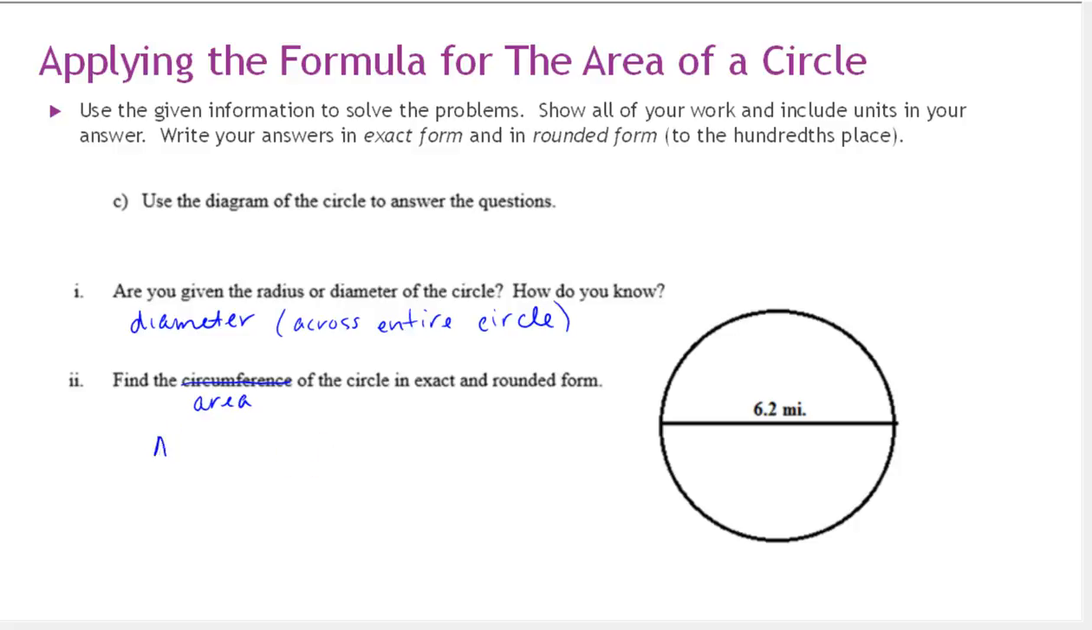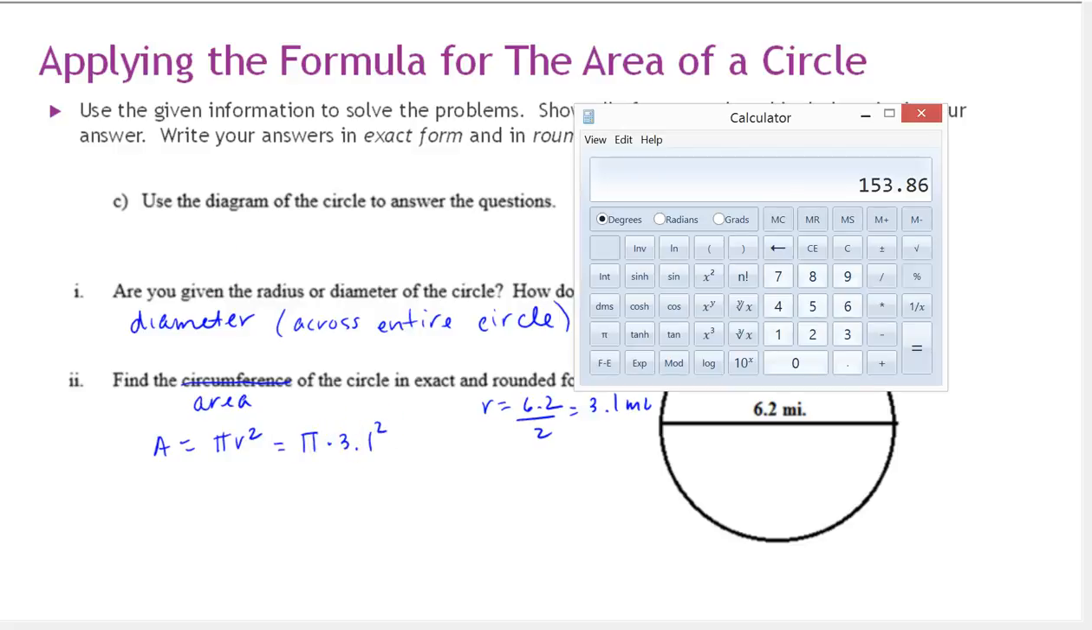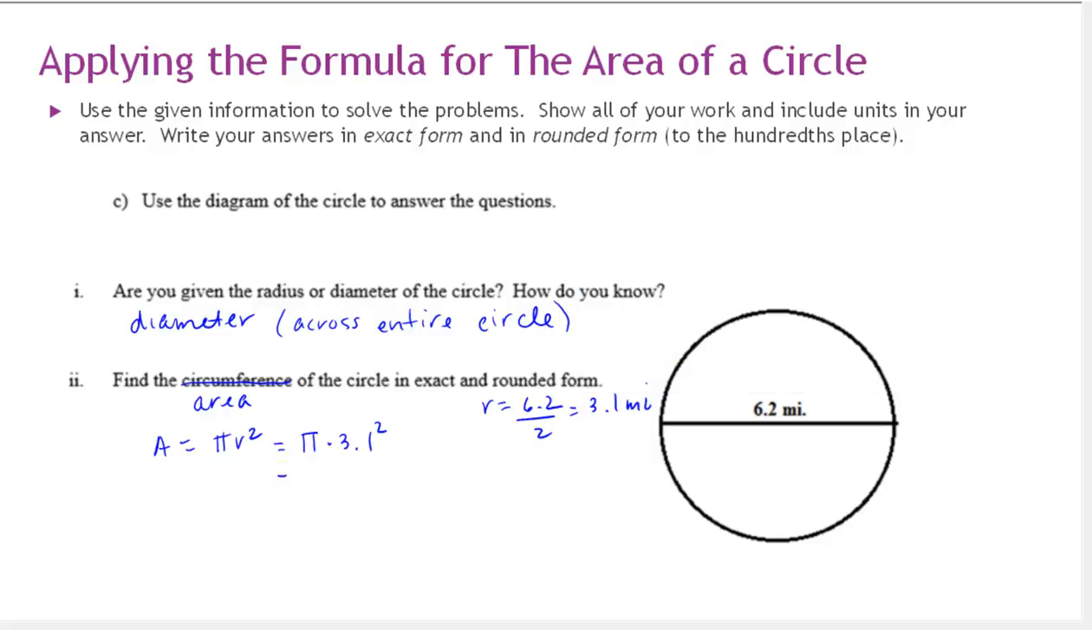So the area is pi r squared. Now the radius is going to be half the diameter, which is 3.1 miles. Okay. So that will be pi times 3.1 squared. Let's see what 3.1 squared is. 9.61 pi, and our units are miles squared. Okay, so this is our exact form.